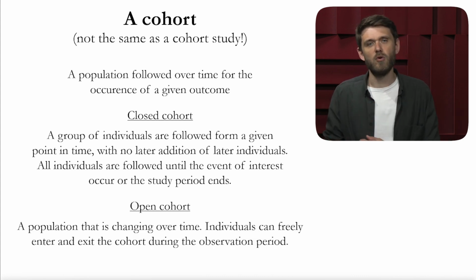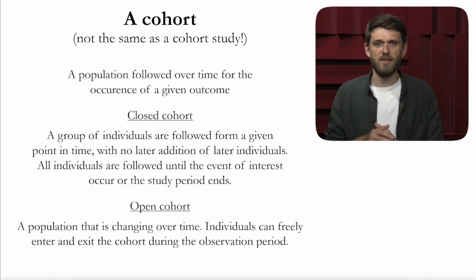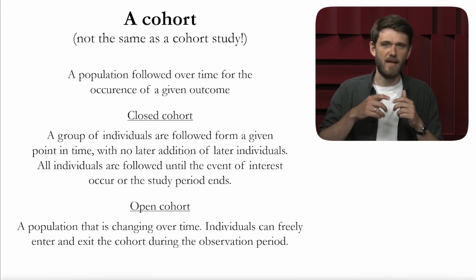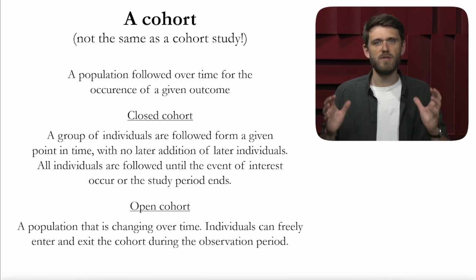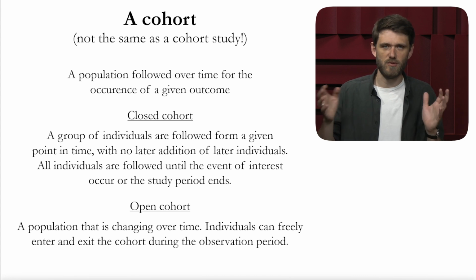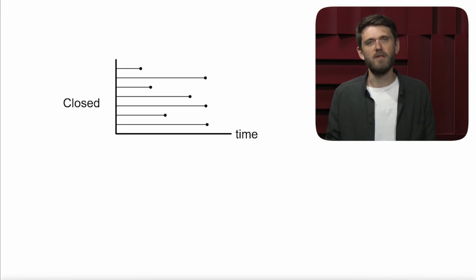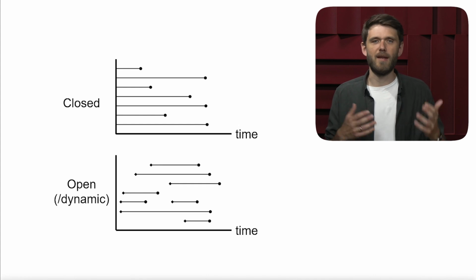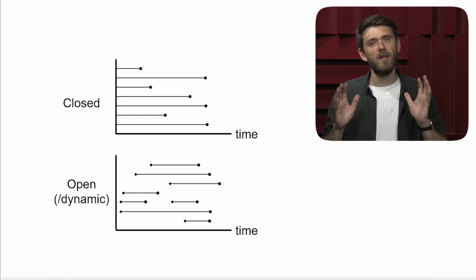And an open cohort, sometimes also called a dynamic cohort, is a population that is changing over time. Individuals can move in and out of the cohort during the observation period. So this is a cohort of individuals I'm following over time, sometimes closed, sometimes open. The closed can be graphically denoted as this, or the open or the dynamic can be denoted such as this.